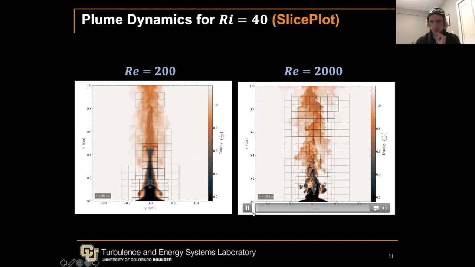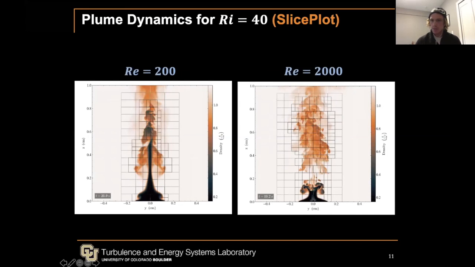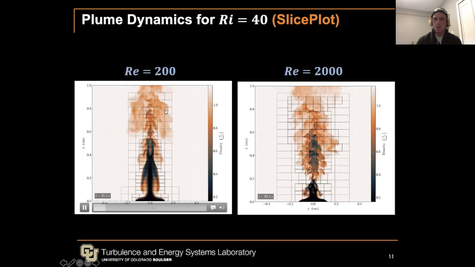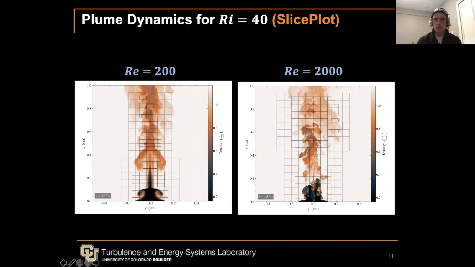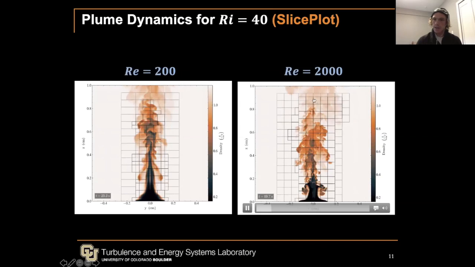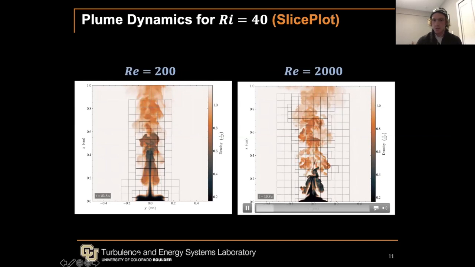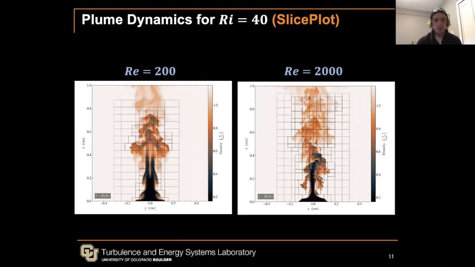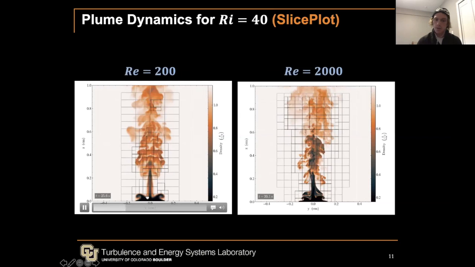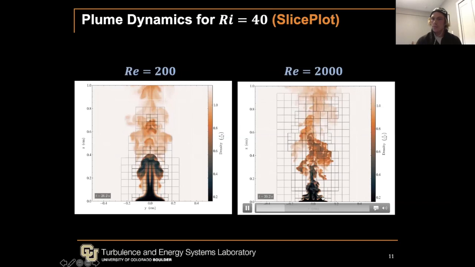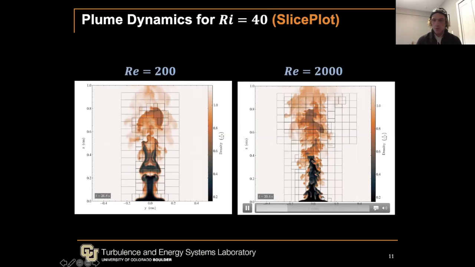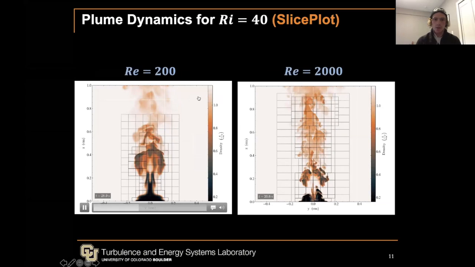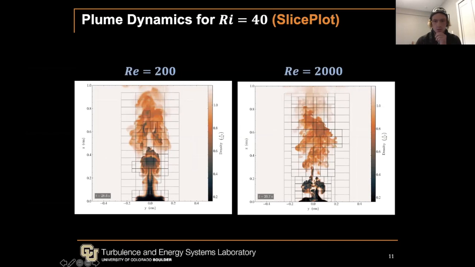To give you a sense of the qualitative plume dynamics that we're looking at, on the left here, I have the lowest Reynolds number case for a Richardson number of 40. And then on the right, I have the highest Reynolds number of 2000. You can just see qualitatively how much different the near field is between these simulations. On the left, it's much more laminar. On the right, it's much, much more turbulent. But a very interesting phenomenon occurs as you increase Reynolds number from about 200 up to 2000, which I'll show on the next slide.